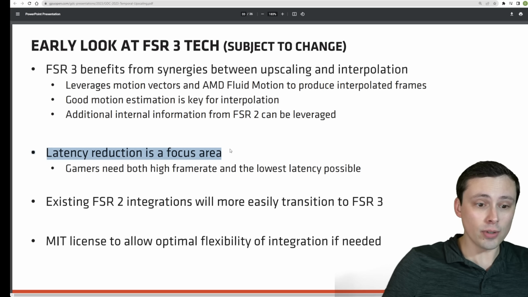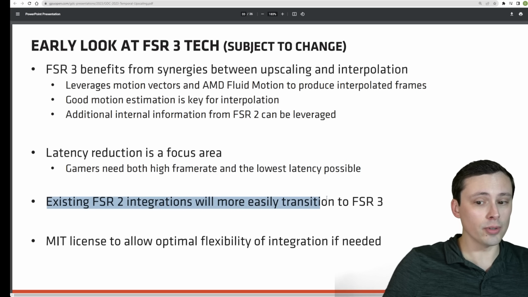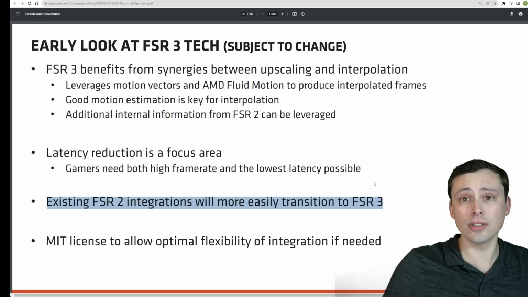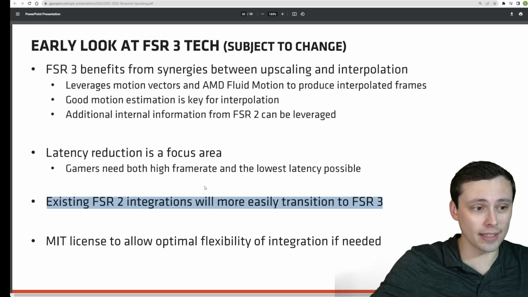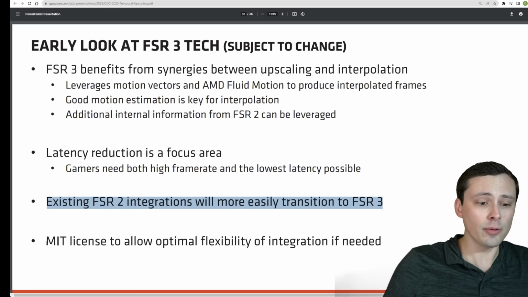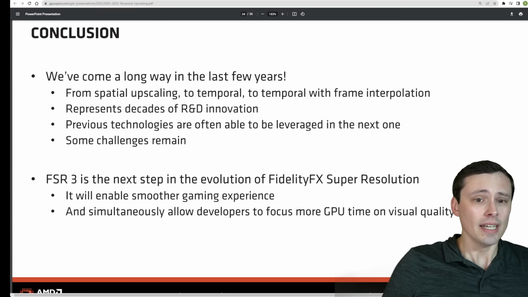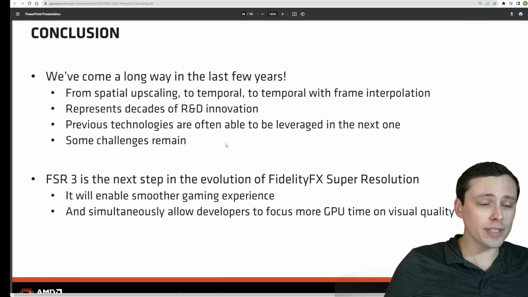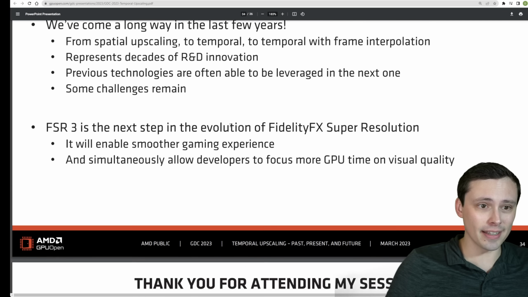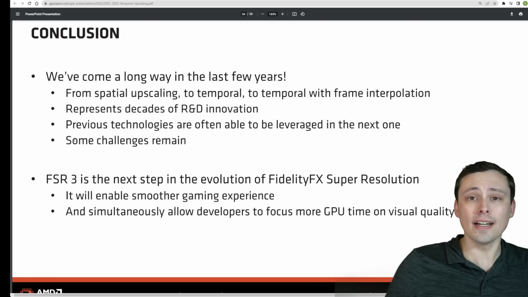Latency reduction is a focus area. Gamers need both high frame rate and lowest latency possible. Existing FSR2 integrations will be more easily transitioned to FSR3, so what they're basically just flat out saying is if the game already supports FSR2, it shouldn't be too hard to add in FSR3, and they will allow an MIT license to allow optimal flexibility of integration if needed. And then this is the conclusion of their presentation, which notice does not include a release date or anything like that for the technology.